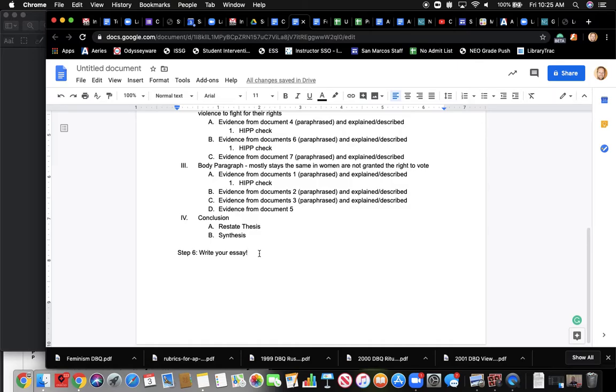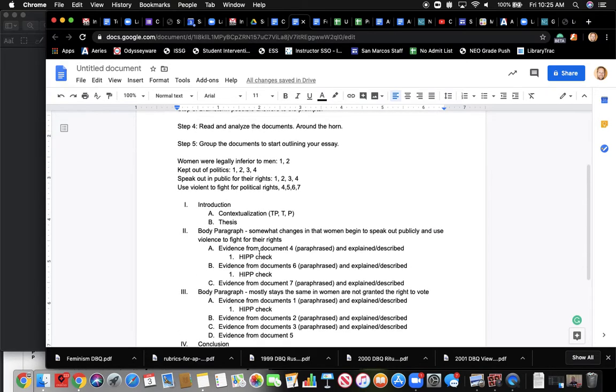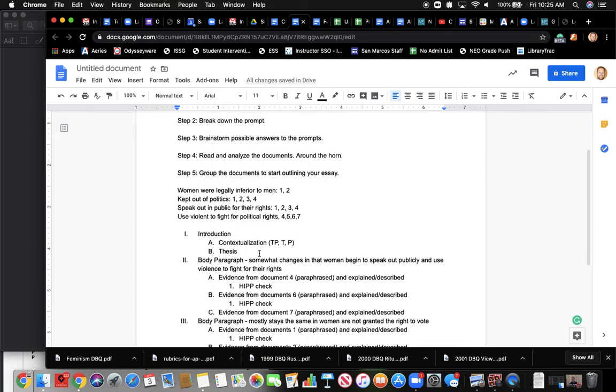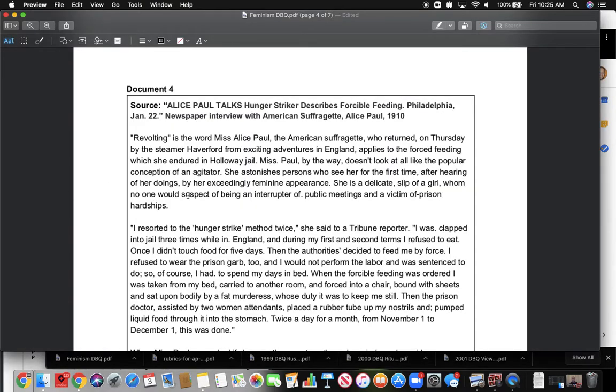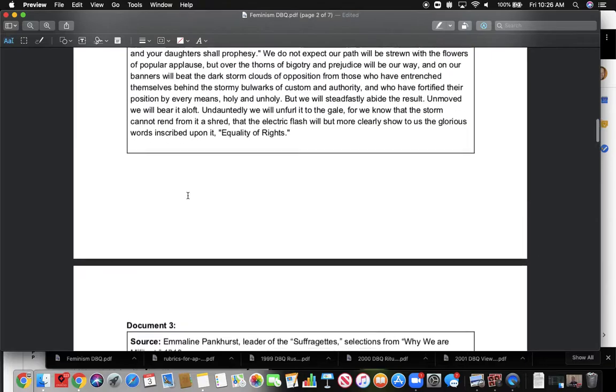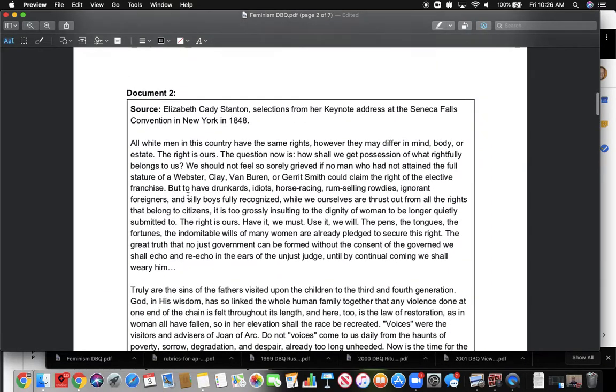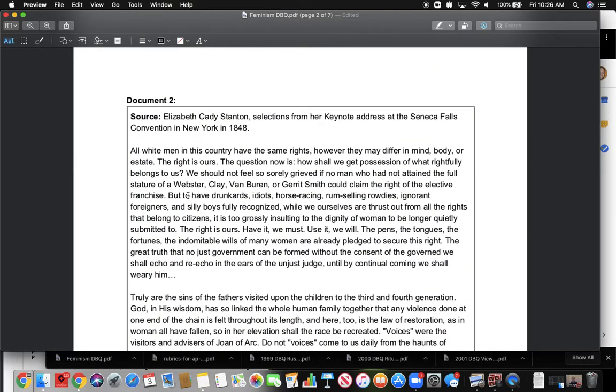Now we're going to be going through specifically each of those skills as we practice and practice and practice, which is why for this assignment, what I really want you to focus on is the document analysis part. So I want you to go around the horn for the rest of these documents and simply do that on the Google Doc that I have put on our weekly schedule.